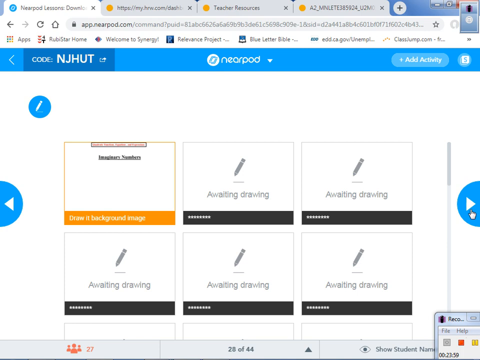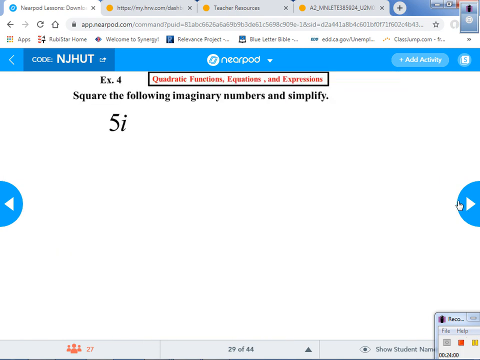On your screen, you have example 4. Copy that on your Cornell note, please. It says, square the following imaginary numbers and simplify. And it should read 5i. We're going to do that one together, and then I'll give you another. No, don't say it out loud. Let people think, please. Okay? 5i. Here we go. Let's do this one together.